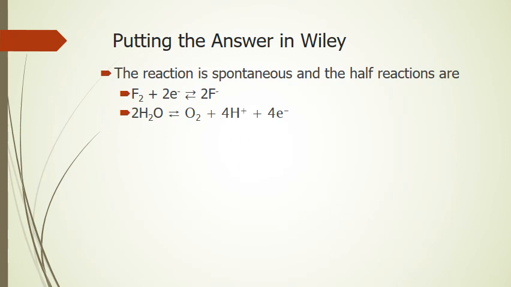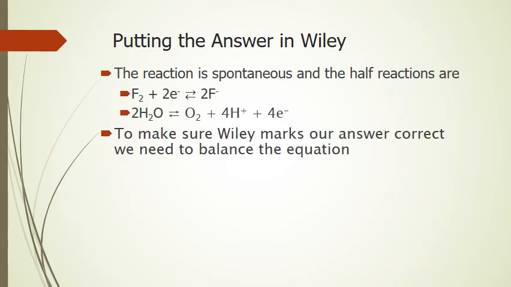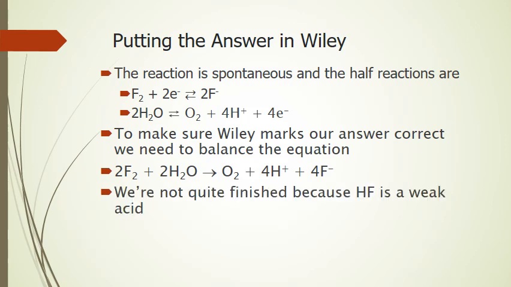Now we got to put our answer into Wiley. There's our half reactions. Like before, we want to make sure it is balanced. Notice that the fluorine gains 2, but 2 water molecules lose 4 electrons. So what we've got to do is multiply the fluorine times 2. And we're not quite finished because hydrofluoric acid is a weak acid. It exists in the molecular form. So what they're looking for, 2F2 gas plus 2 water molecules, and water is a liquid, goes to O2 gas plus 4HF aqueous. Be sure to combine the H plus and the F minus and make that aqueous.